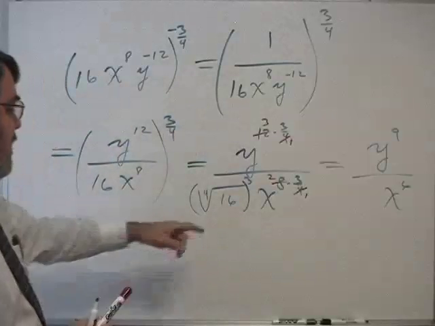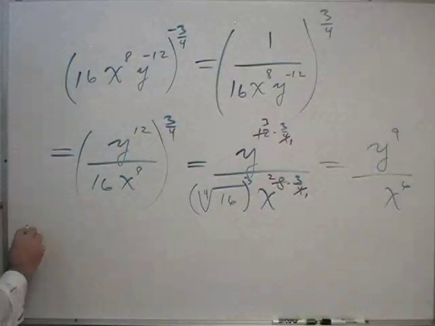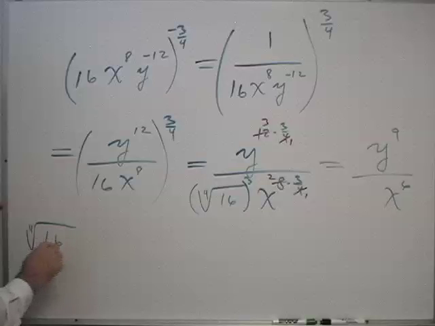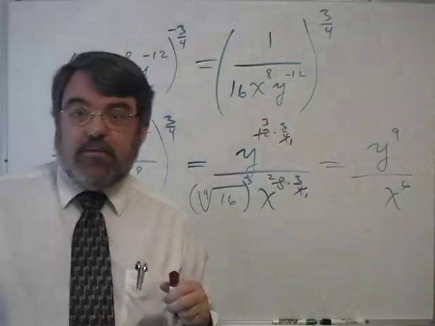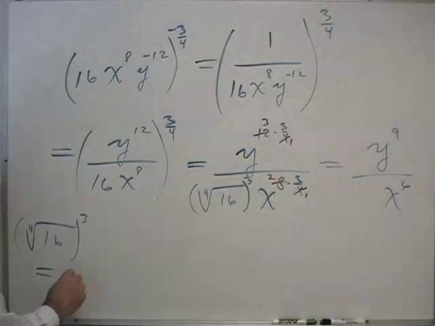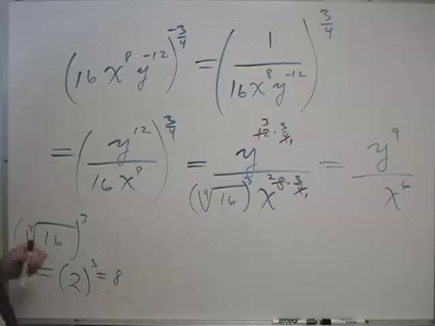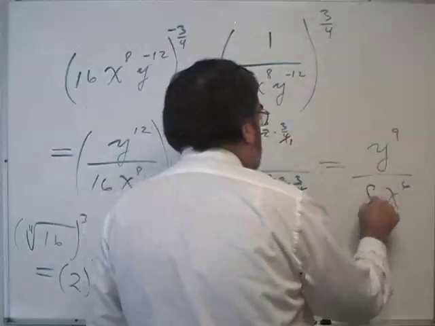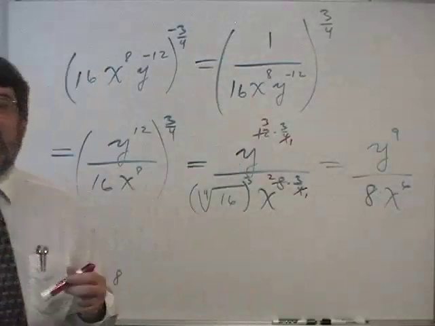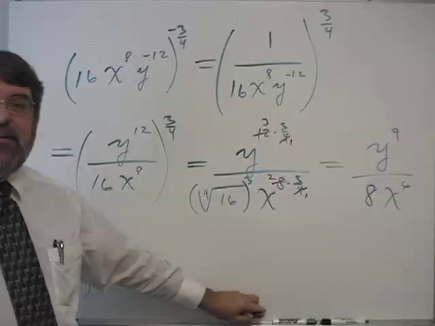Now what about this? Well, let me work over here. The 4th root of 16 cubed. The 4th root of 16 is 2, exactly 2. 2 times 2 times 2 times 2 is 16, the 4th power. So this becomes 2 to the 3rd power, which would be 8. So y to the 9th over 8x to the 6th is our final result here.